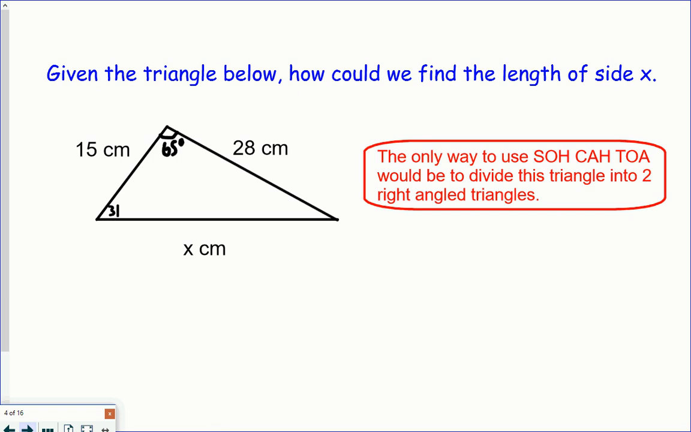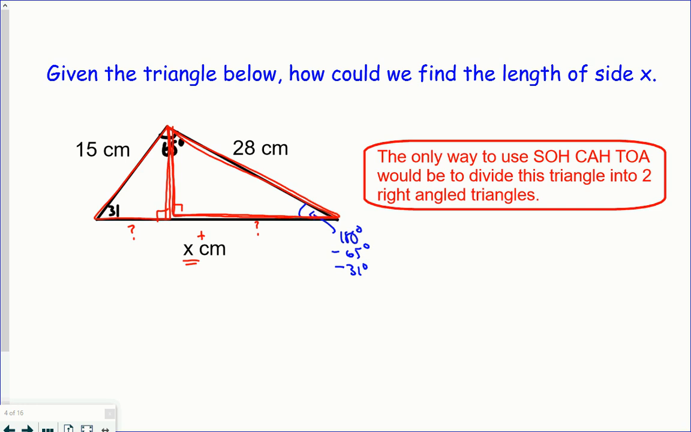If I gave you this question in grade 10, given the triangle below, how could you find the length of side X? What we did in grade 10 was we found the measure of this corner right here, so we would have gone 180 minus 65 minus 31. Then you would have divided this picture into two right angle triangles, found the side length of one, then found the side length of the other, and added them together to get X. That's how you would have had to do it, using SOHCAHTOA.